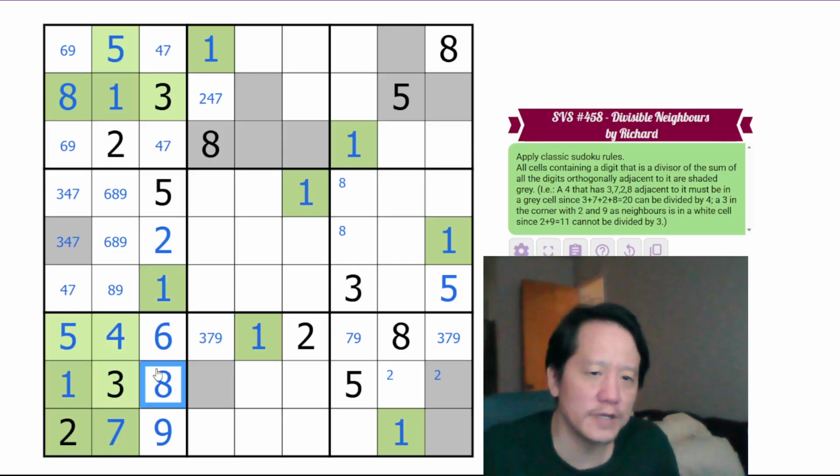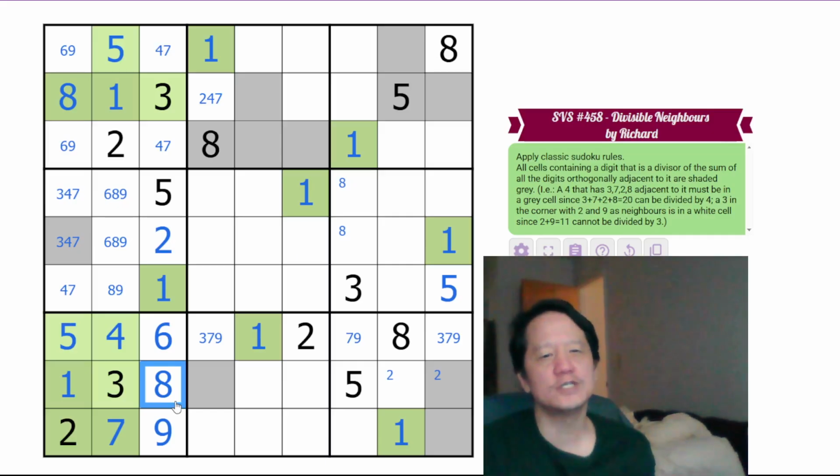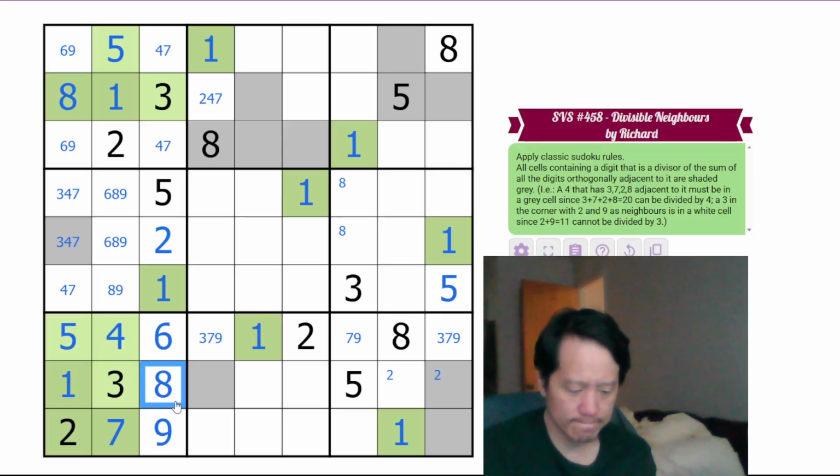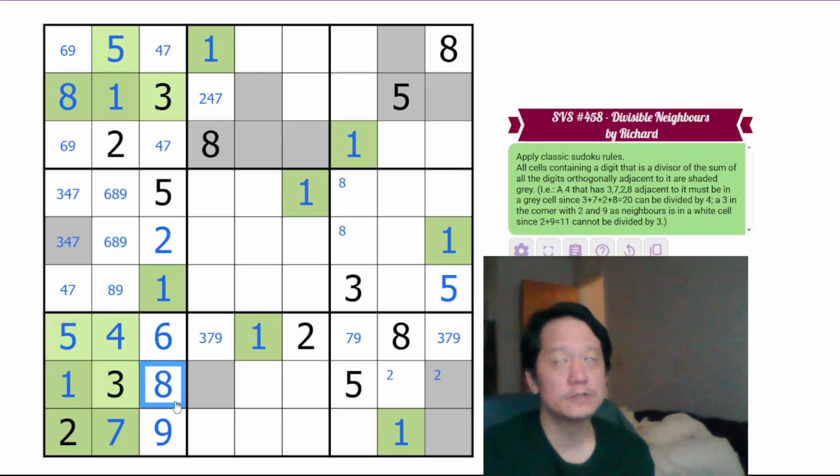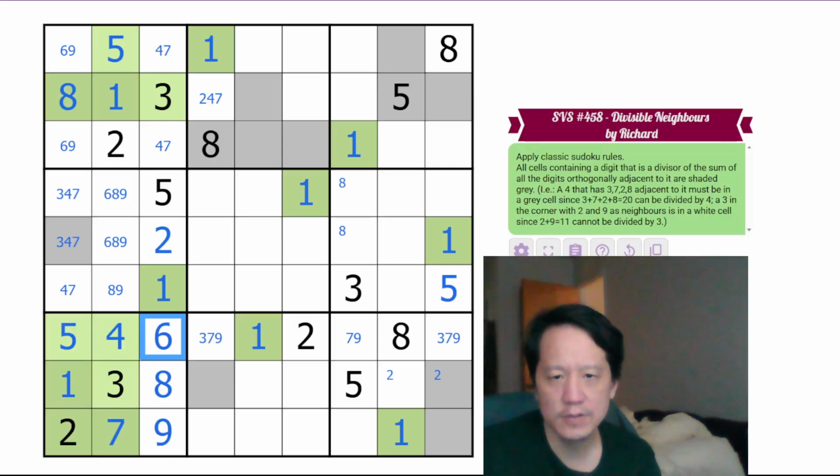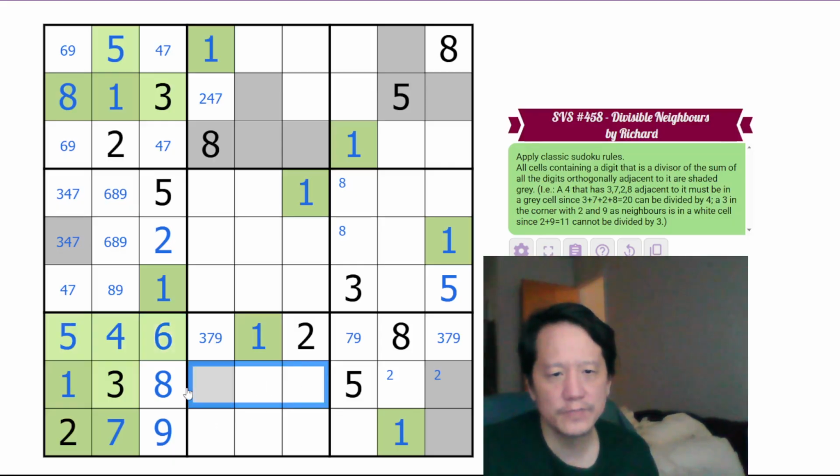1, 4, and 8 add up to 13. 13 plus 3 is 16, which is not divisible by 6. 13 plus 7 is 20, which is not divisible by 6. 13 plus 9 is 22, which is not divisible by 6, so that's fine. So that's green.